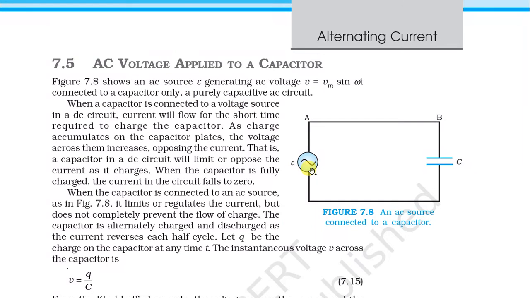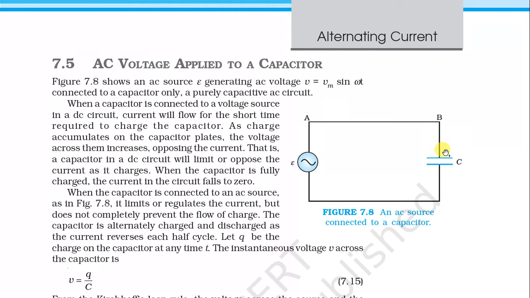When a capacitor is connected to a voltage source in a DC circuit, current will flow for a short time, required to charge the capacitor. Plate A gets plus charge and the other plate gets minus charge, but after that the flow stops. For that short time, as charge accumulates on the capacitor plates, the voltage across it increases.